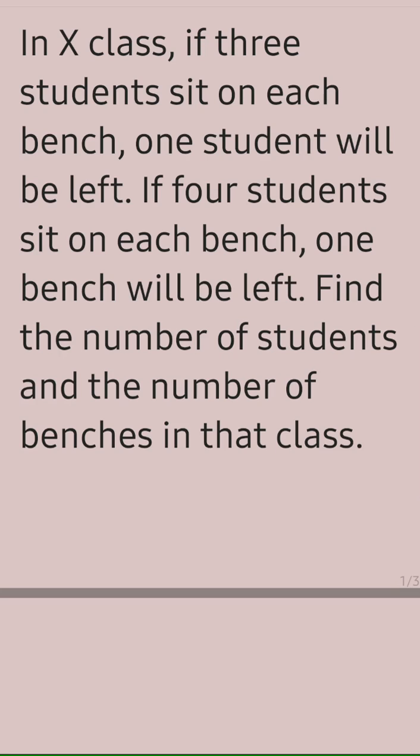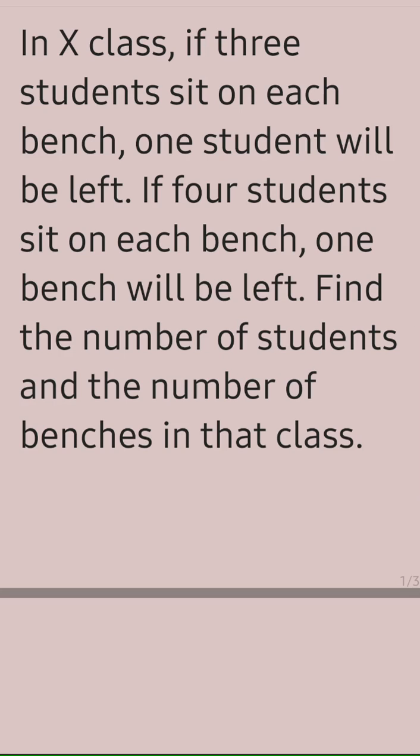So now, in class 10th, if three students sit on each bench, one student will be left. If four students sit on each bench, one bench will be left. So here two statements are there. What we are going to find is the number of students and the number of benches in the class. Telling what is x and what is y is very easy, because from the last statement, what we are going to find, the unknown things, those we have to take as x and y. So here they simply said find the number of students and the number of benches.